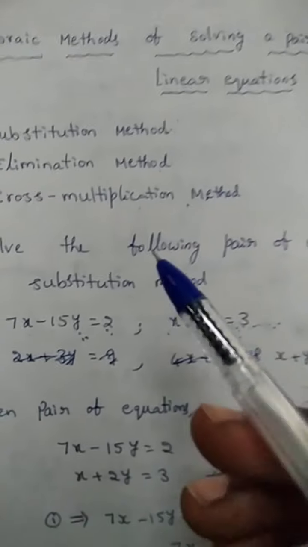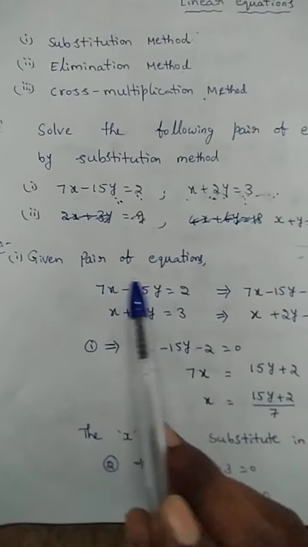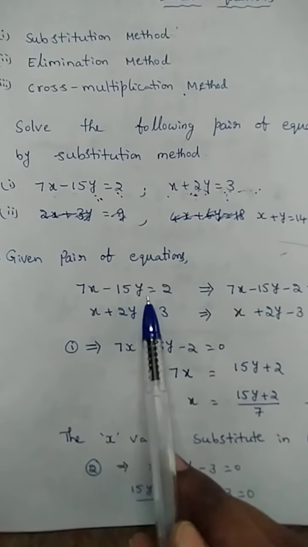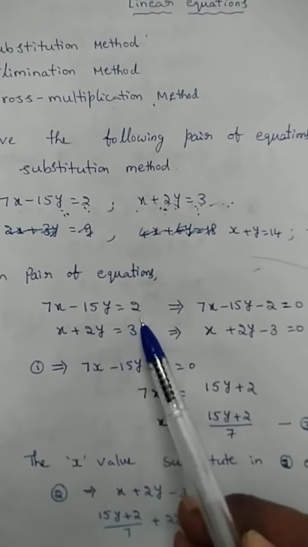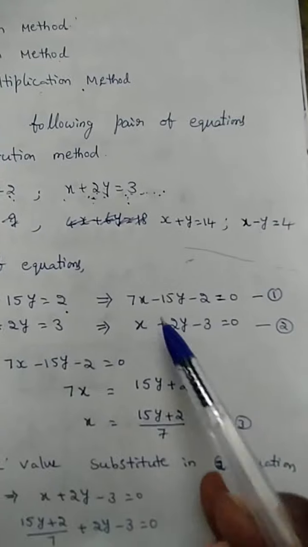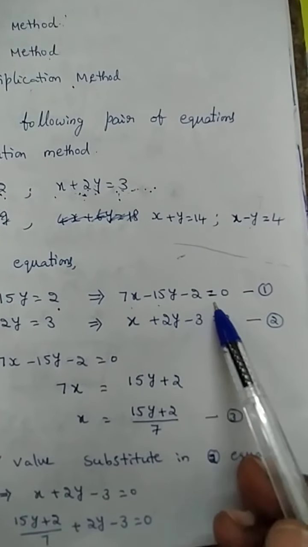Okay, coming to the solution to that. The given pair of equations: 7x minus 15y is equal to 2. It is also to be written in the linear pair general form. Just change it to 7x minus 15y minus 2 is equal to 0.